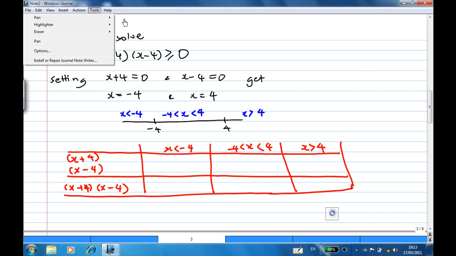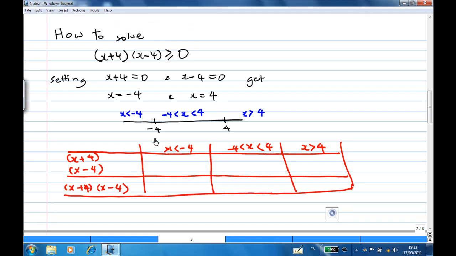Take for example, if I have x less than minus 4, for example, x equal to minus 5, then x plus 4 will be negative. x minus 4, minus 5 minus 4, is also negative. So the product (x plus 4)(x minus 4) will be negative times negative, which is positive.